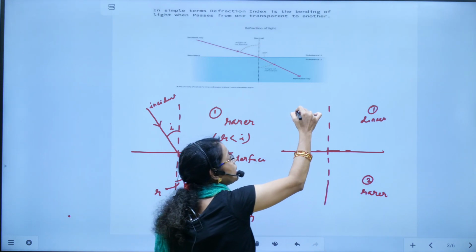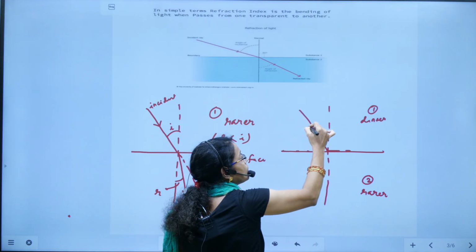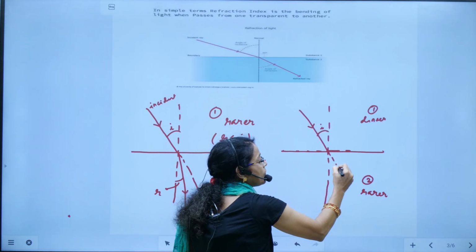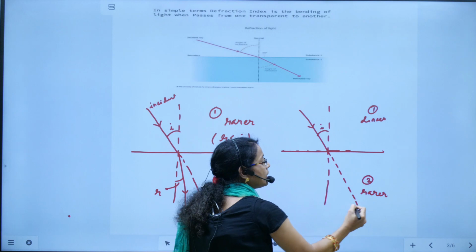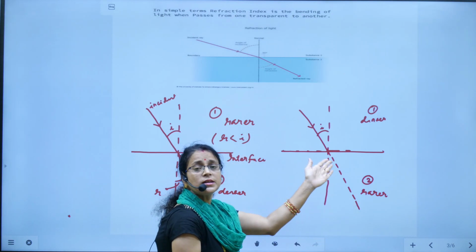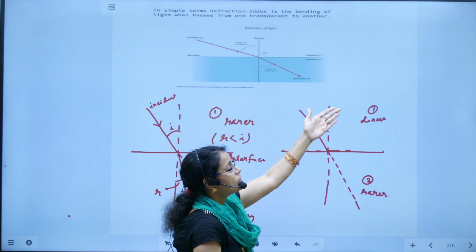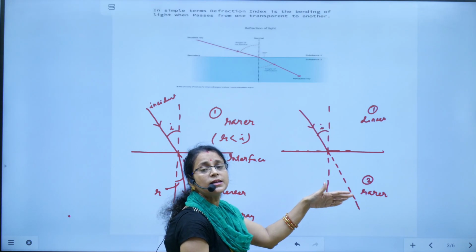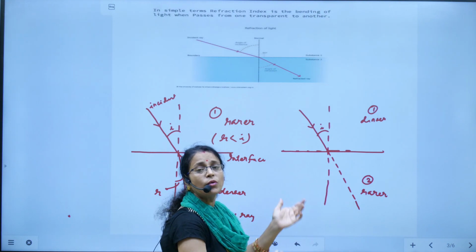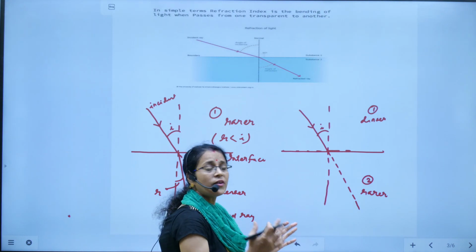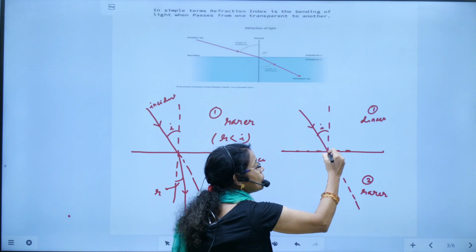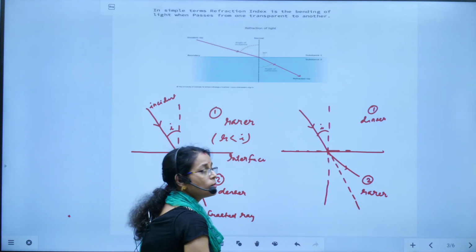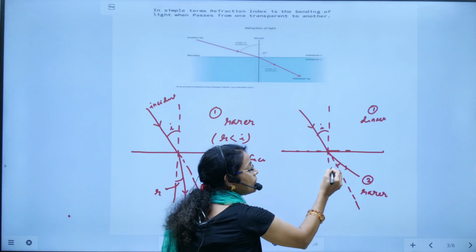Got it? So now if this is the incident ray, which is making an angle of incidence with respect to the normal, and if there were no interface, it would travel like this in a straight line. But because of this interface, when it is traveling from the denser to the rarer medium, the optical density is less, so the ray of light can move very easily with a faster speed. So it will bend away from the normal. So the angle of refraction will be more.